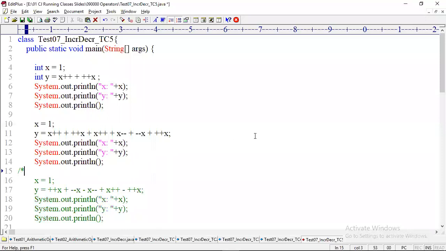Now tell me next. Second expression, what is the output? Did you find? What is the X value you got here? Again, initialize with 1. X value how much? Y value how much?